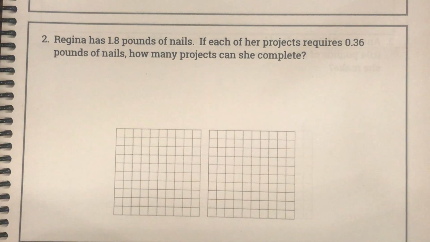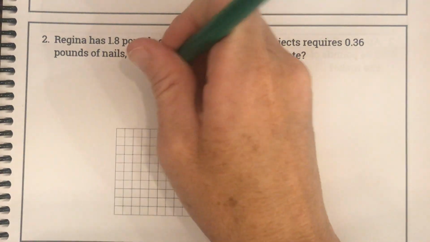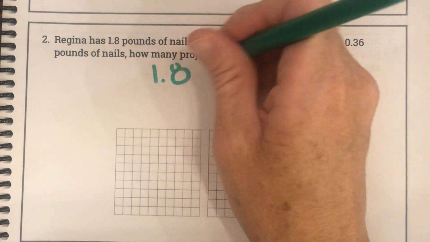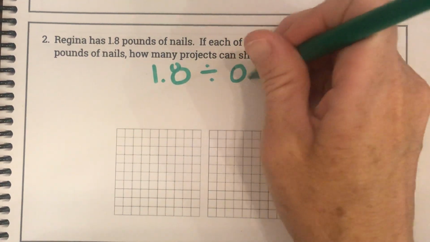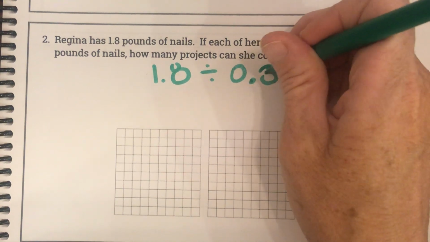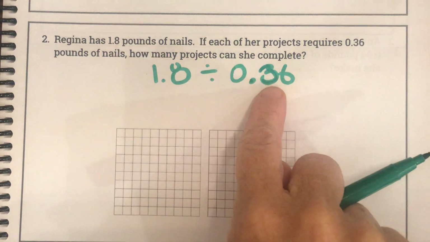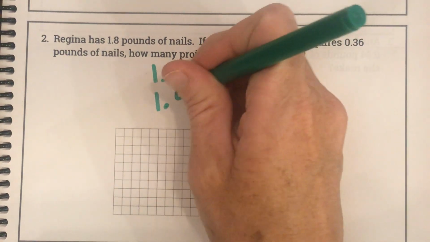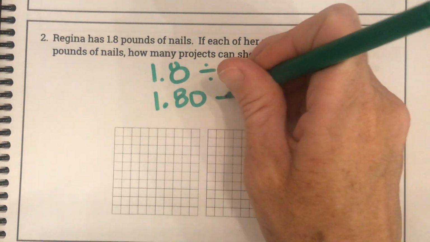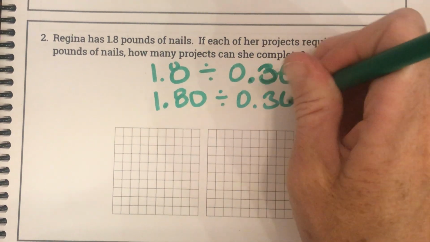Regina has 1 8/10 pounds of nails. If each of her projects requires 0.36 hundredths pounds of nails, how many projects can she complete? Okay, well let's look. This is what she has, and she's going to divide this much in each group. Now this one is set up in tenths and this is hundredths, so I'm going to change this one by adding a 0 at the end. That's going to make it a little bit easier for me.